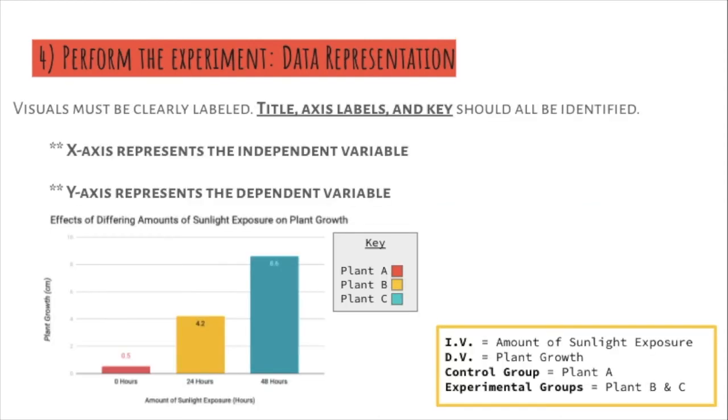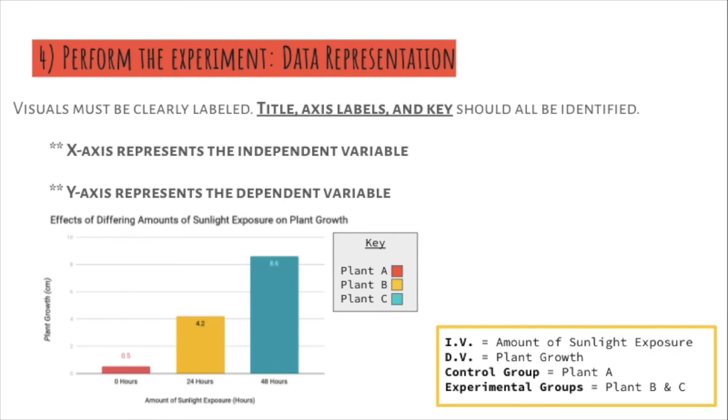Then you can use your table to create a graph. Graphs help you understand and use the data. Graphs make it easy to identify trends and make predictions. The x-axis, or the horizontal axis of your graph, represents the independent variable, while the y-axis, or vertical axis of your graph, represents the dependent variable.